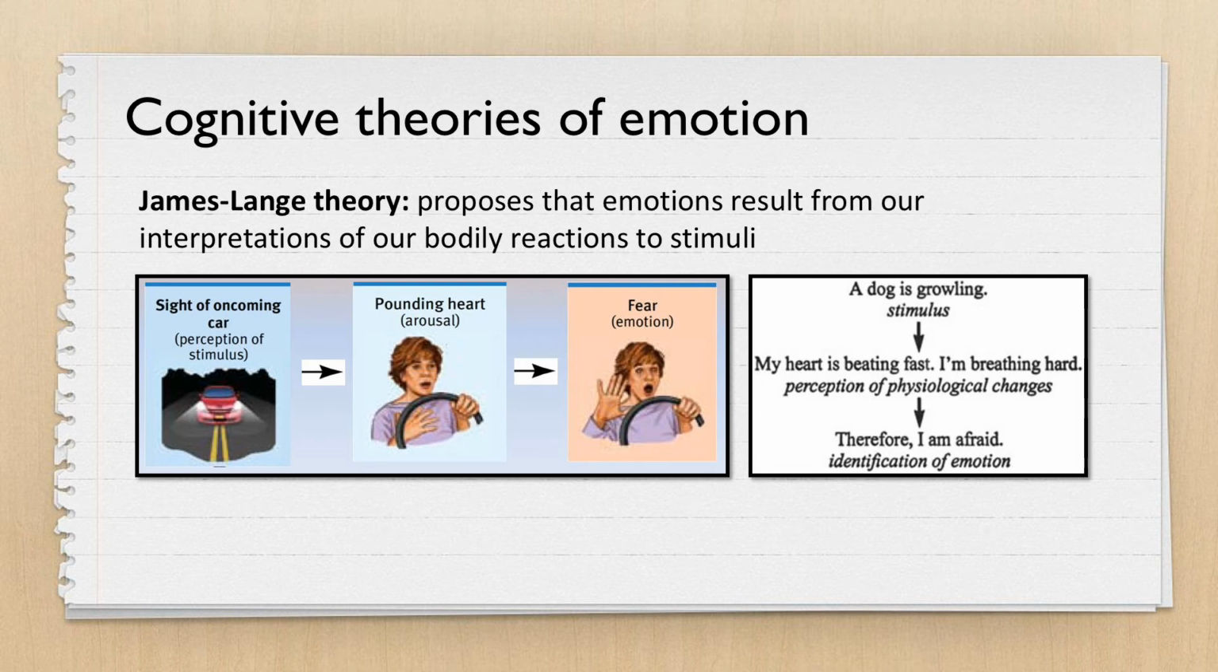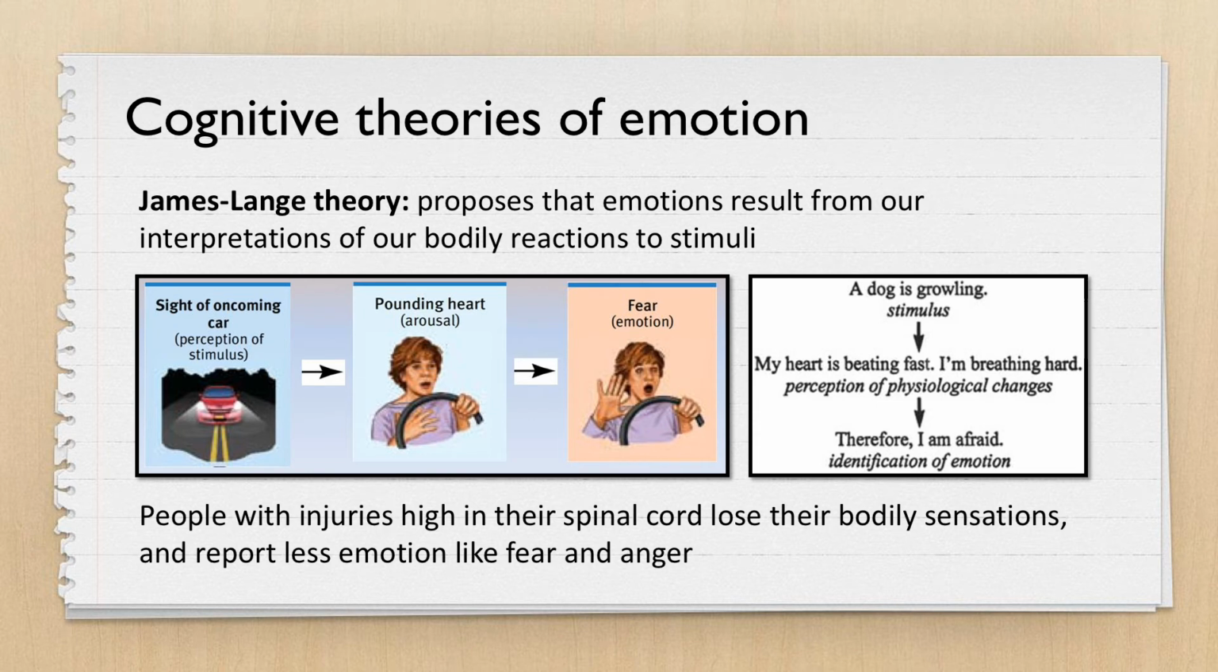And here is another example. So you see a dog growling, and you feel the heart beating fast, you're breathing hard, then you have a perception of your bodily change, your physiological change, and then you conclude that, okay, I'm afraid. You identified your emotion in the end. One supporting evidence of this theory is that people with injuries high in their spinal cord lose their bodily sensations and report less emotion like fear and anger because they don't have the bodily sensations. They cannot interpret those sensations. Therefore, they have less emotions. Does it make sense? Okay.